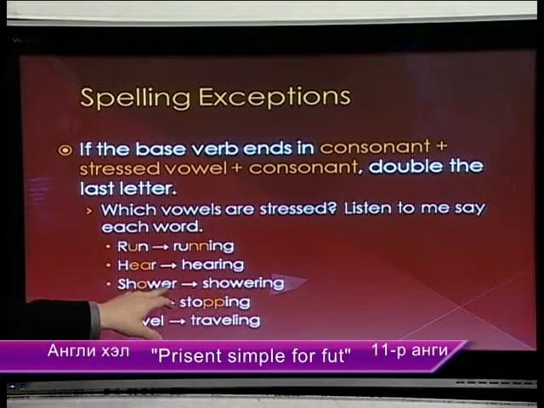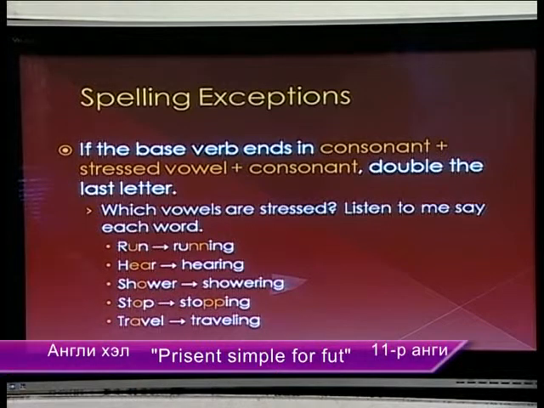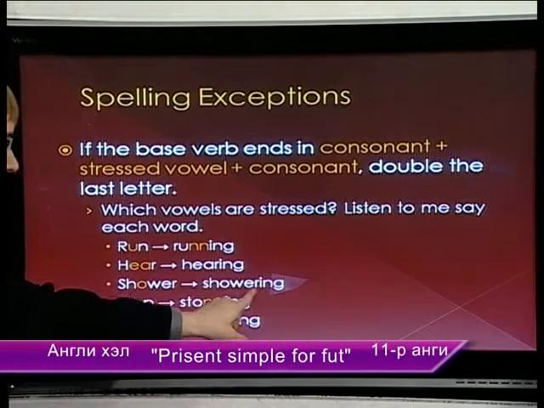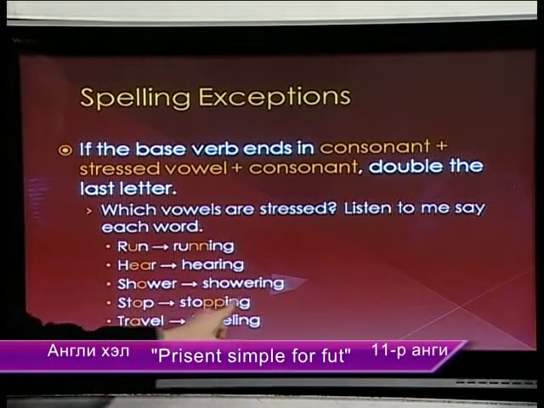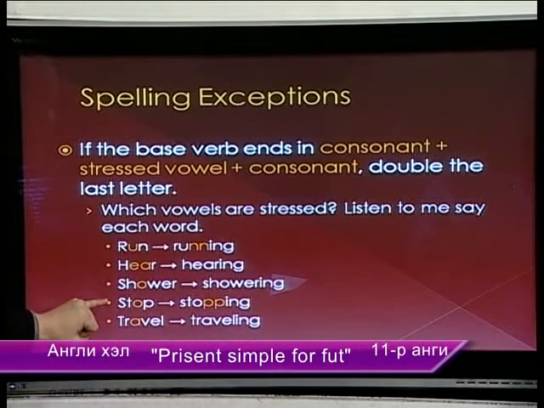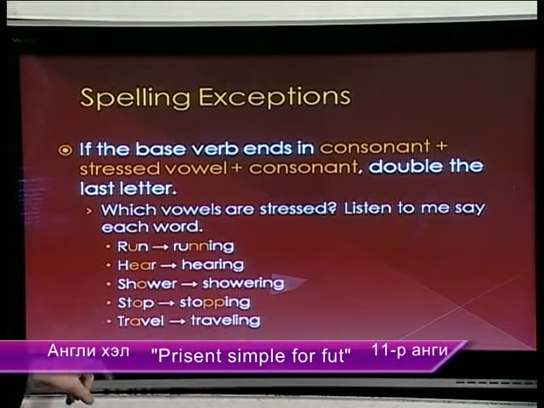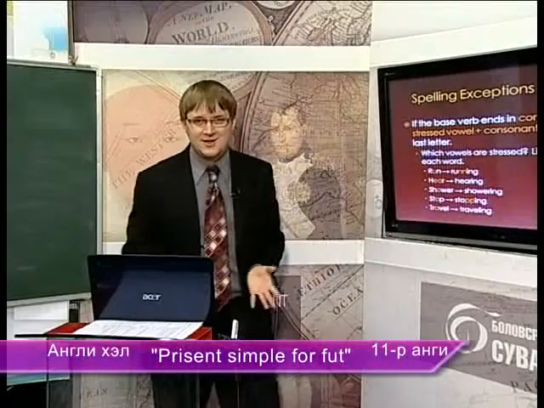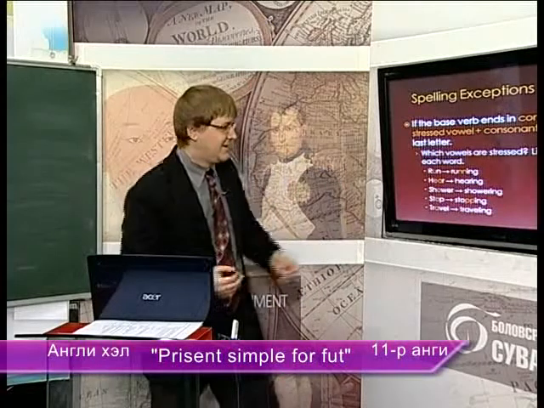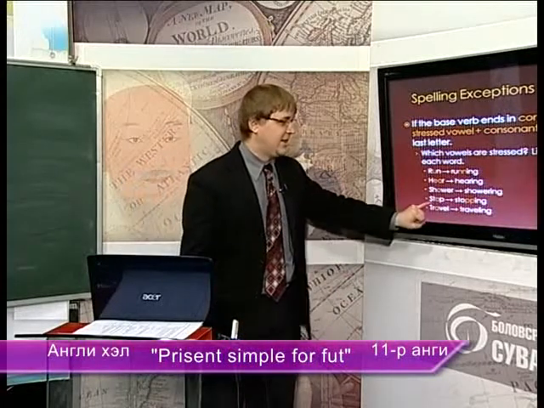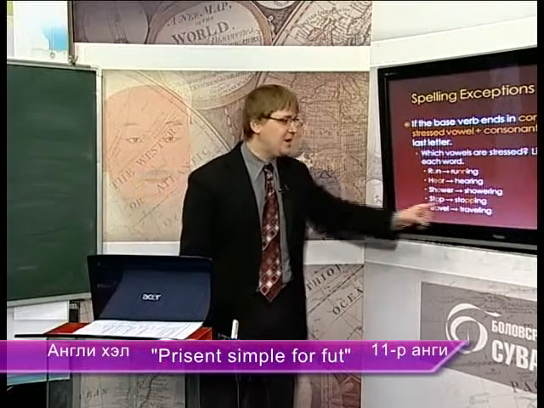The last E, we have consonant, vowel, consonant, but the last E is not stressed. It's an unstressed vowel, which means that we do not double the last letter, here being the R. It stays the same. Stop. All right? It's a longer word, but it's only one syllable. And because there's only one syllable, and it's consonant, vowel, consonant, we double the P.